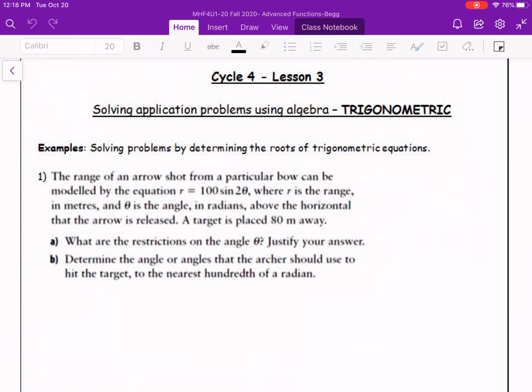Cycle 4, Lesson 3. In this lesson, we're going to look at applications using trig functions. And again, just like the last two lessons, we're going to be looking at some word problems and seeing how we can use algebra to help us solve these questions.